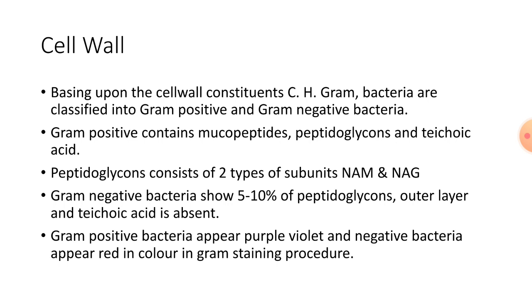So as we discussed, Christian Hans Gram developed a staining technique for bacteria. After application of that staining technique, because of the difference in the cell wall constituents, bacteria are classified into gram positive and gram negative. In the gram staining technique, if you see the bacteria in purple violet color after the staining process, they must be called gram positive. If the bacteria appear red in color after the staining procedure, then they must be called gram negative bacteria.